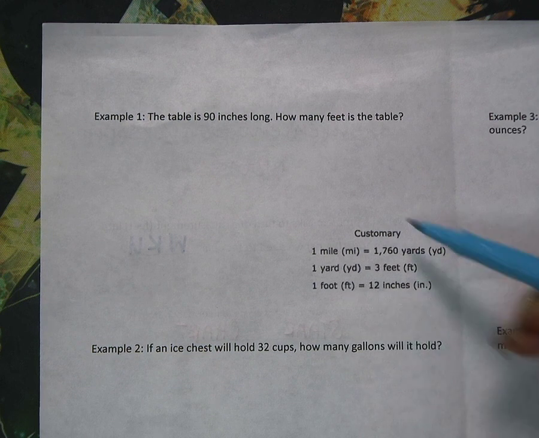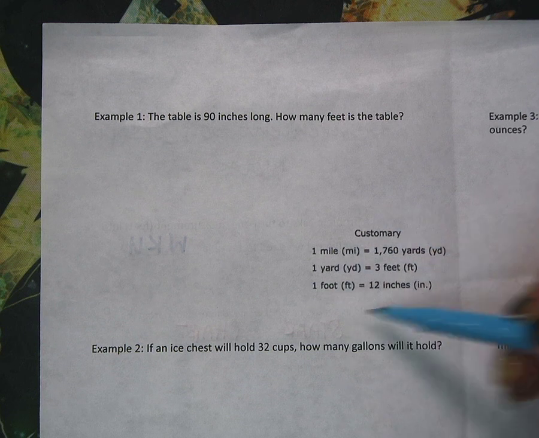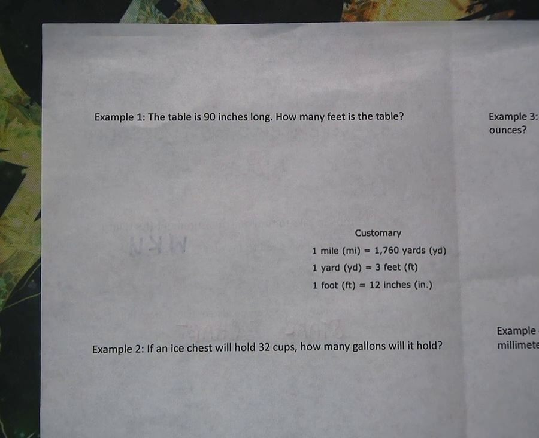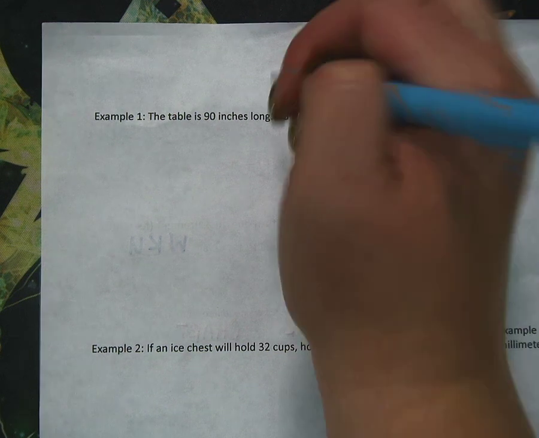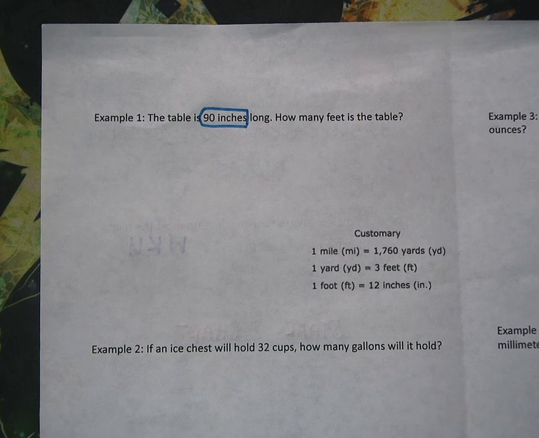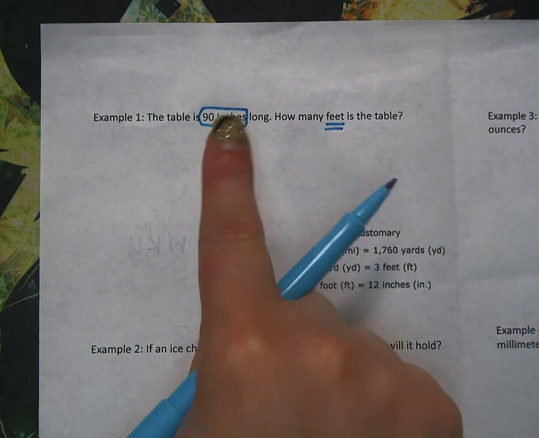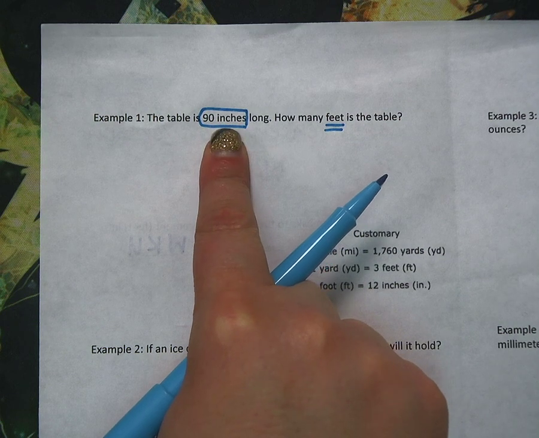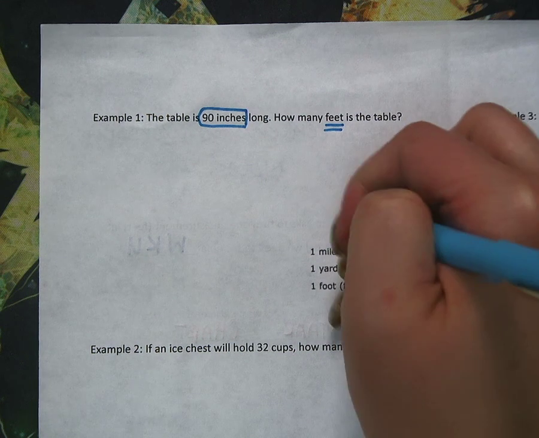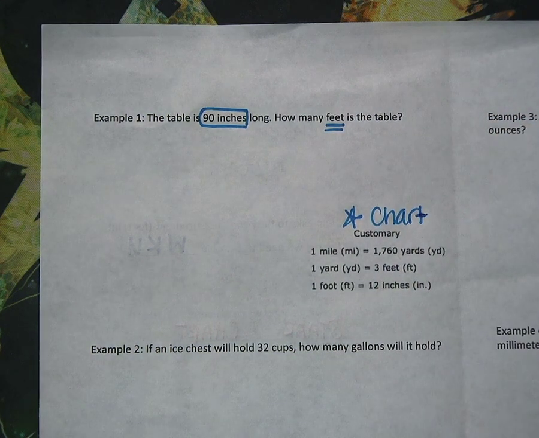So this is a piece of our star chart. So this is what I'm going to look at for this problem, okay? On a normal problem, you'll have to go find it on your star chart. So it says example number 1, the table is 90 inches long. How many feet is the table? Okay, so they gave me one number, so that's my number by itself. And I need to get the rest of my information here from my star chart or my reference materials, okay?